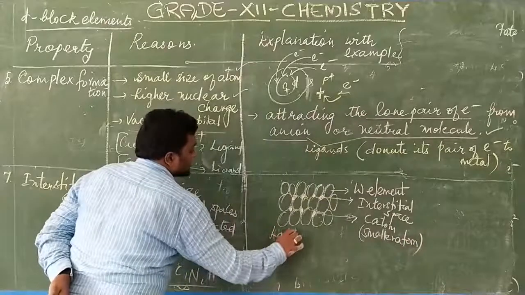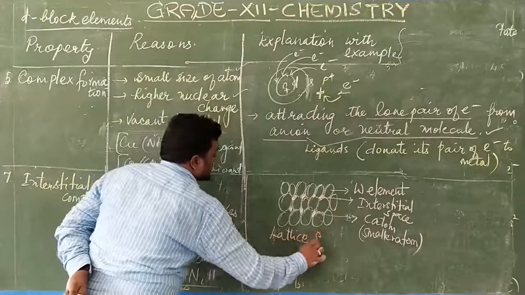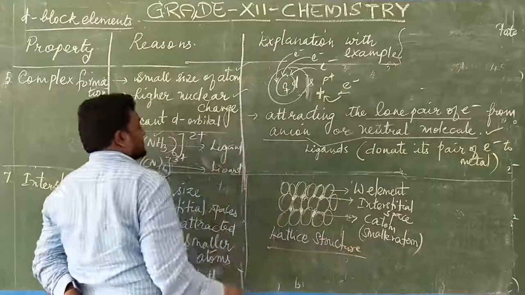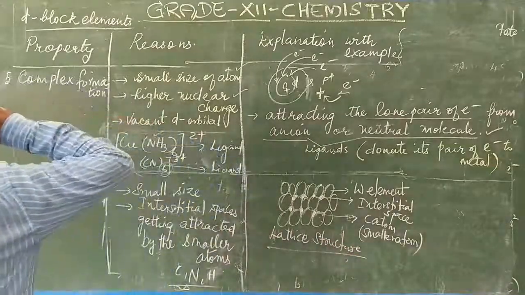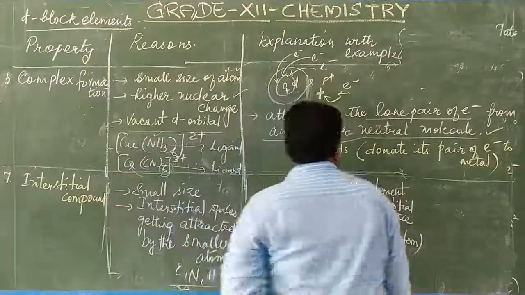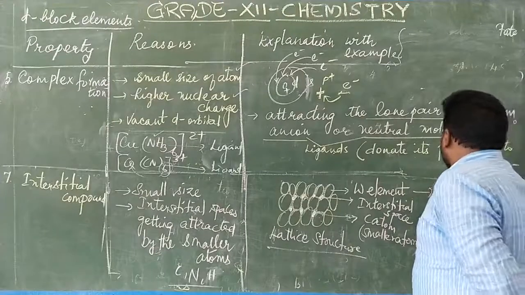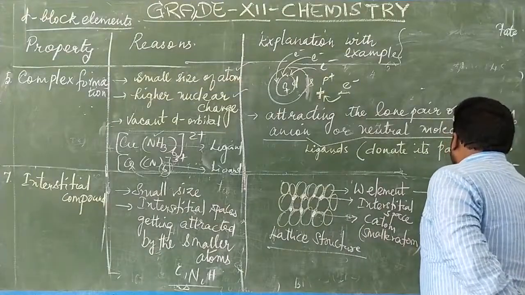This is a crystal structure, a lattice structure, a 3D structure. We are telling W. W is the symbol of tungsten.